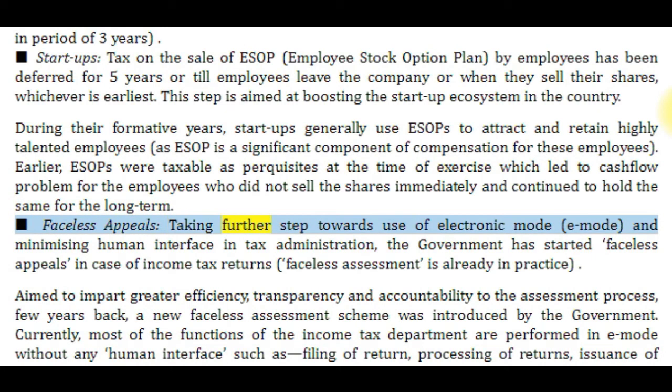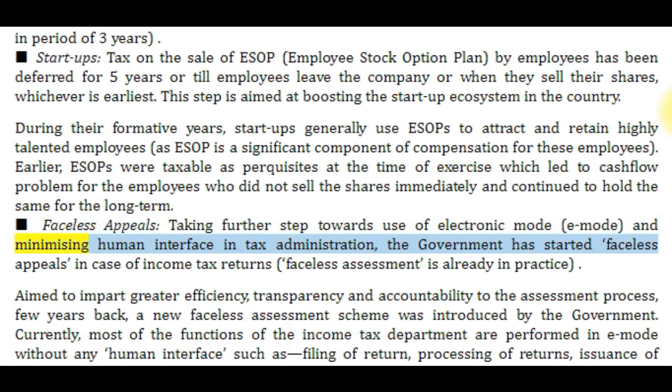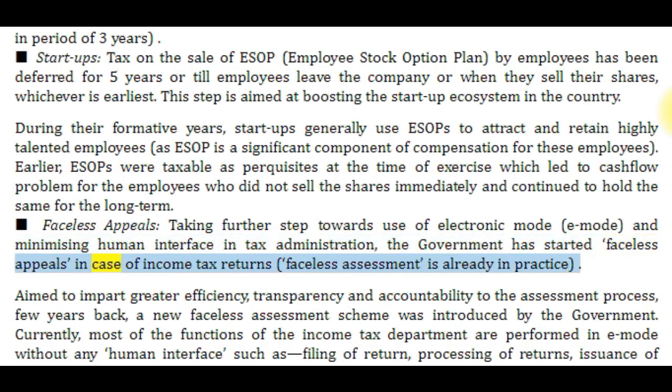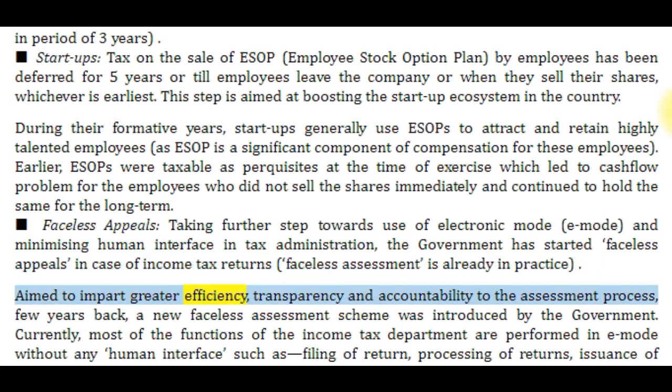Faceless appeals. Taking a further step towards use of electronic mode, e-mode, and minimizing human interface in tax administration, the government has started faceless appeals in case of income tax returns. Faceless assessment is already in practice. It aims to impart greater efficiency, transparency, and accountability to the assessment process.